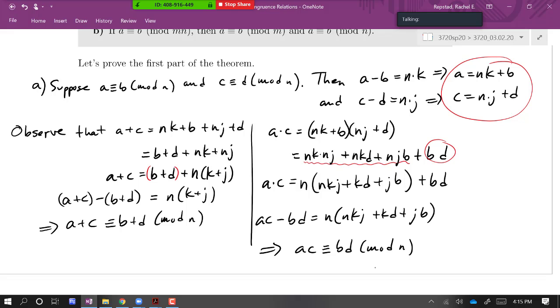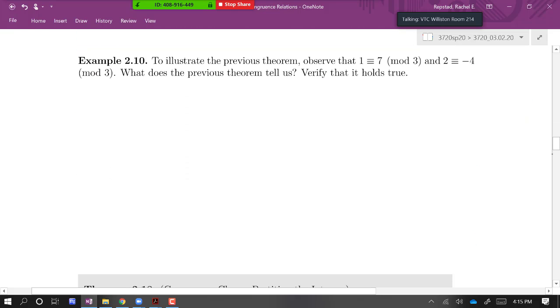Questions? So just to illustrate what we're talking about here, we'll note that 1 is congruent to 7 mod 3 and 2 is congruent to negative 4 mod 3. It's important that they're both mod 3, that we've got the same modulus each time.